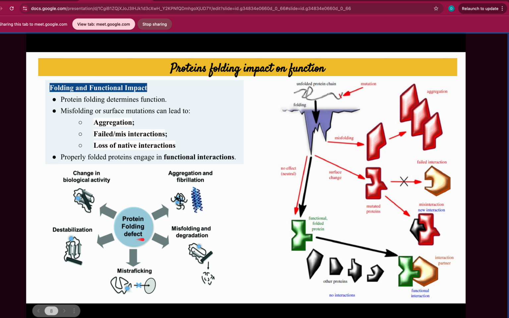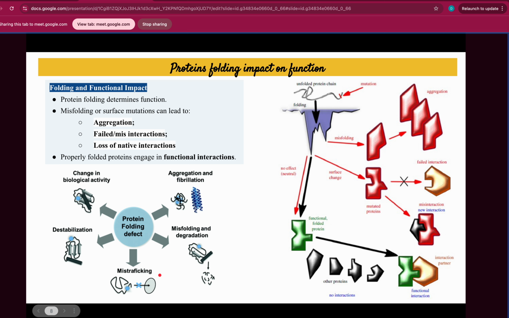And now if there is a defect in the protein folding, what are the consequences of the protein folding defect? The first one is aggregation and fibrillation. In Alzheimer's disease and many neurodegenerative disorders, it is generally observed that the proteins start getting aggregated. Then misfolding and degradation. In certain scenarios, if a mutation has happened and the protein is not getting properly folded, it will get degraded by the machinery of the cell, in which the protein will be entirely chopped off.